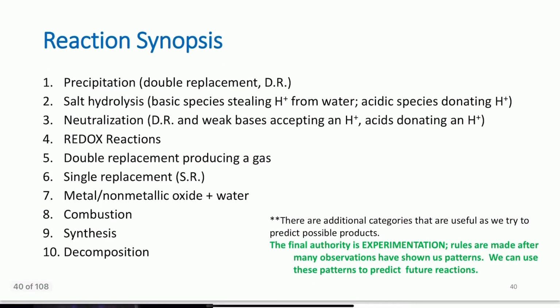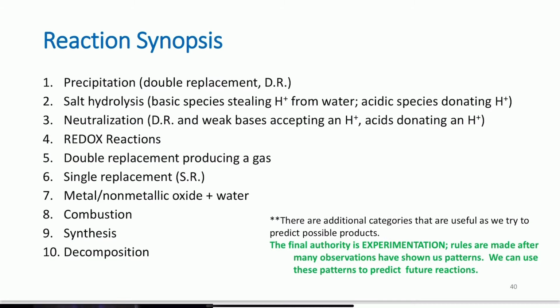So, reaction synopsis. Here's some different types of reactions we're going to focus on this semester. There's more than these, but these are some good ones to get you guys started. Precipitation reactions, which I call double replacement reactions. This is where you swap ionic partners. Some people have learned this in high school as the square dancing of the ionic partners, where they swap partners. I will show you guys what I mean by that when we get to that example.